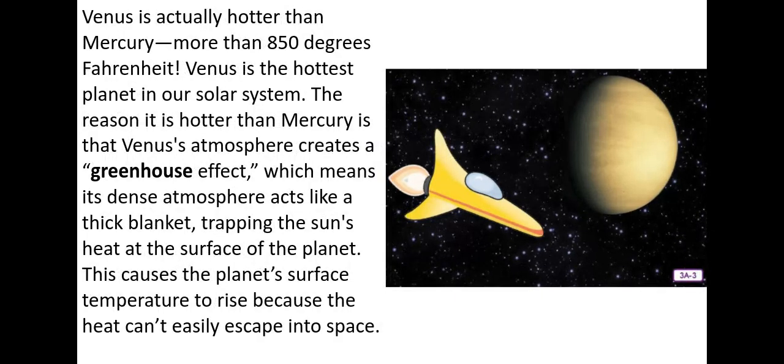Venus is actually hotter than Mercury, more than 850 degrees Fahrenheit. Venus is the hottest planet in our solar system. The reason it's hotter than Mercury is that Venus's atmosphere creates a greenhouse effect, which means its dense atmosphere acts like a thick blanket, trapping the sun's heat at the surface of the planet. This causes the planet's surface temperature to rise because the heat can't easily escape into space.